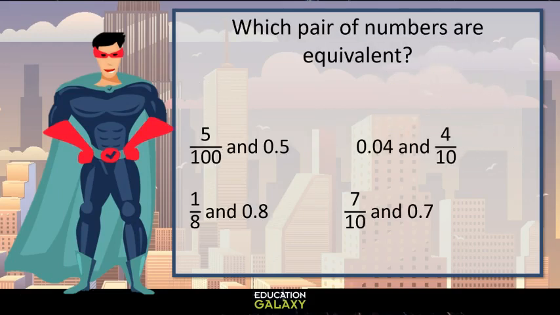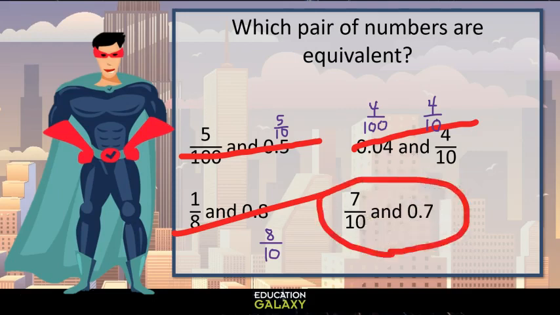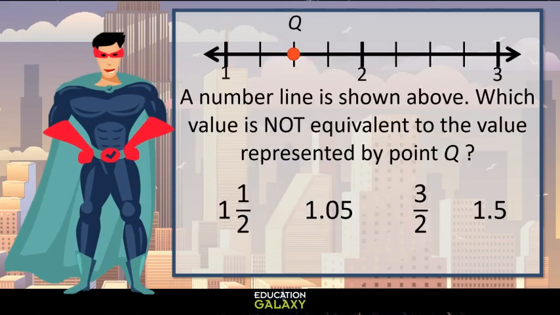Let's try some tricky problems like this one. Which pair of numbers are equivalent? The first one says 5 hundredths and 5 tenths. But 5 tenths is not equal to 5 hundredths. They have different denominators, so this one is definitely wrong. The next one says 4 hundredths and 4 tenths. Wrongo again. For the next answer choice, the decimal is 8 tenths, but the fraction is 1/8. That's not equal to 8 tenths, so this can't be right. The last one, 7 tenths is the fraction, and 7 tenths is the decimal. Bam! They are equal.